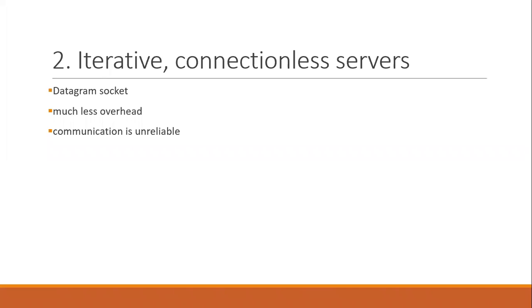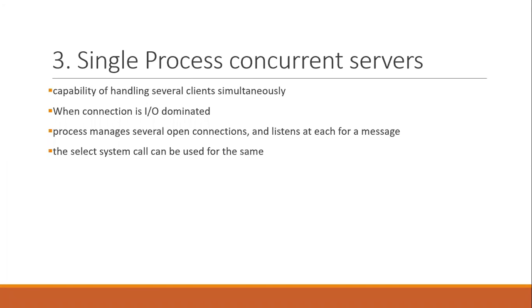The second is iterative connectionless servers. It uses datagram sockets and it has much less overhead due to that, but the connection is unreliable. The last one is the single process concurrent servers. It has the capability of handling several clients simultaneously, and it is used when the connection is I/O dominated. The process manages several open connections and listens at each for a message. The select system call can be used for the same.